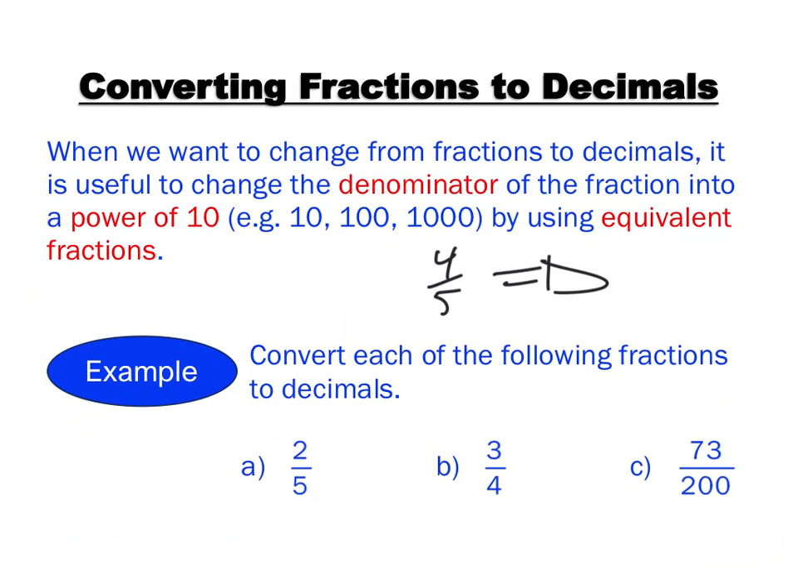If we can, and we can't always do this, it's useful if we change it to a power of 10. Now, powers of 10, here they are: 10, 100, 1,000. If you can turn 4 over 5 into a fraction that's out of 10, so 4 out of 5 is how much out of 10? 8. Very good. How did you do that?